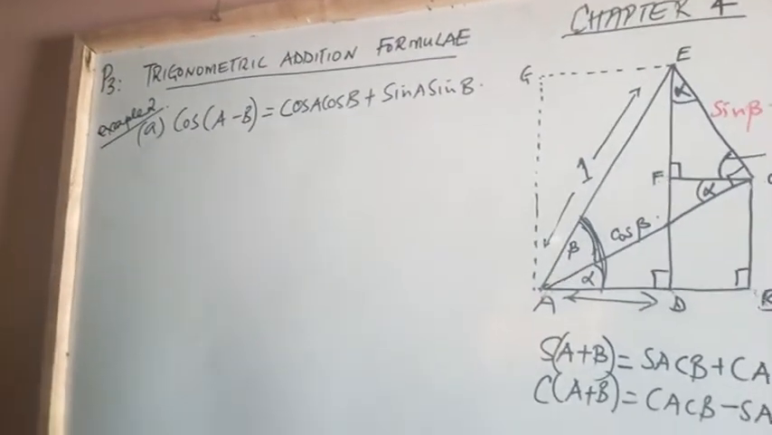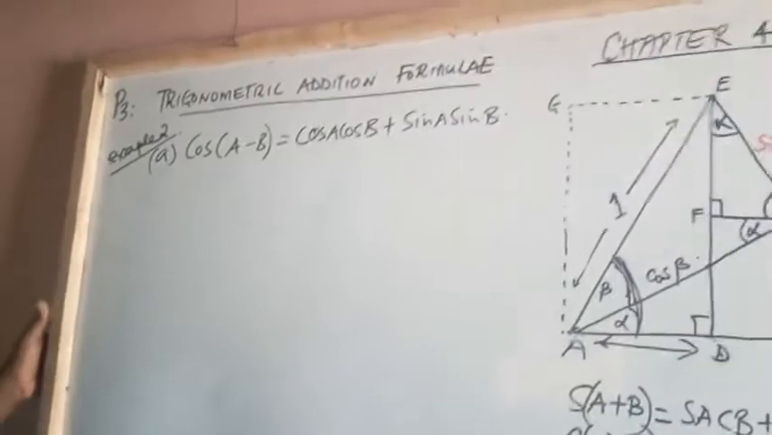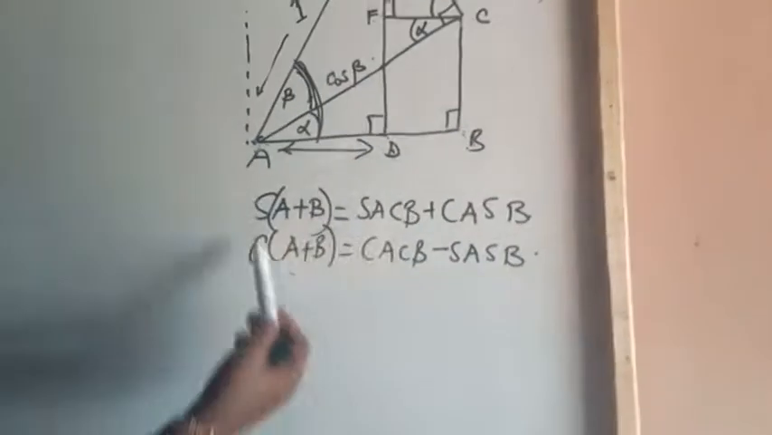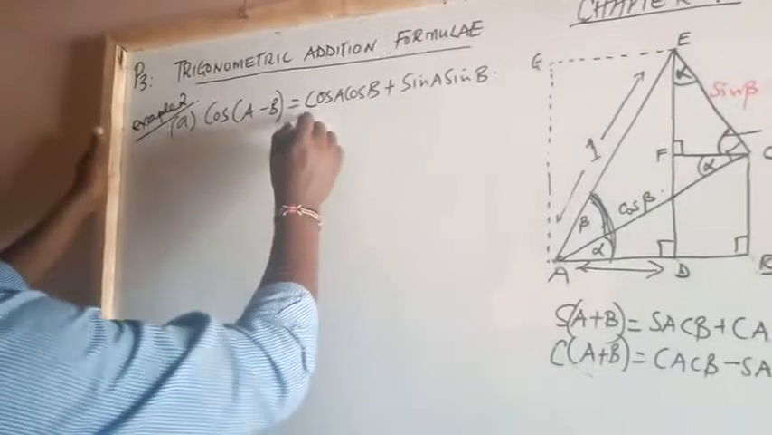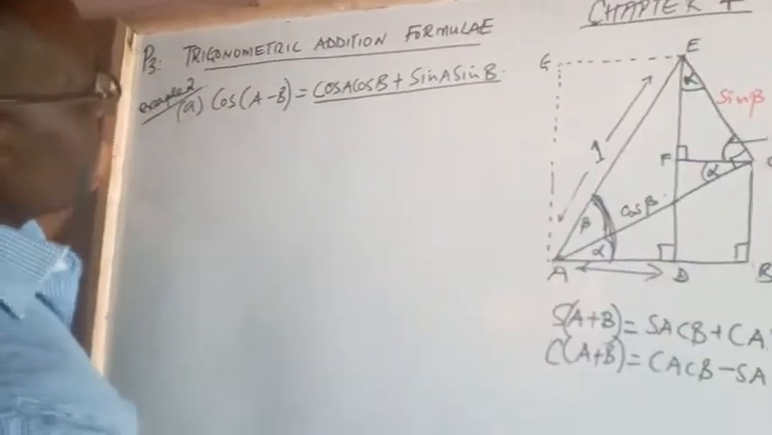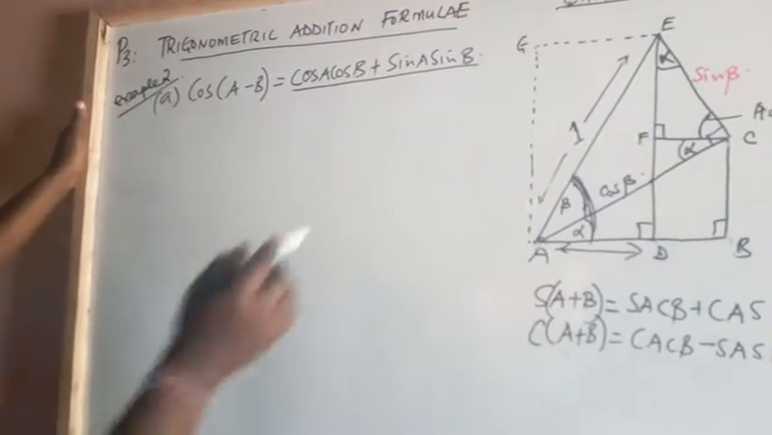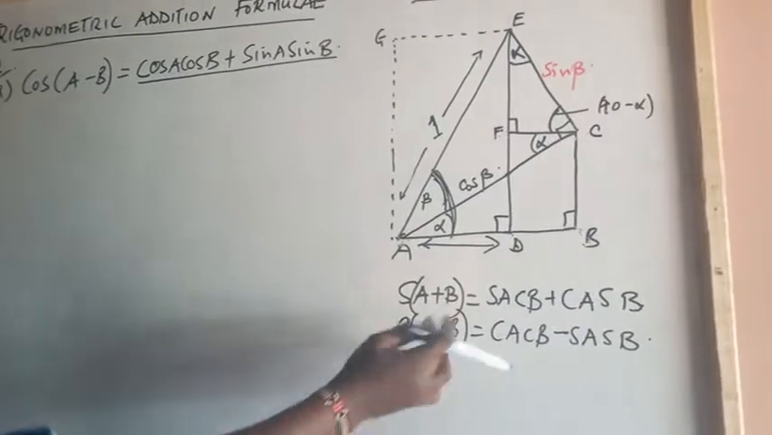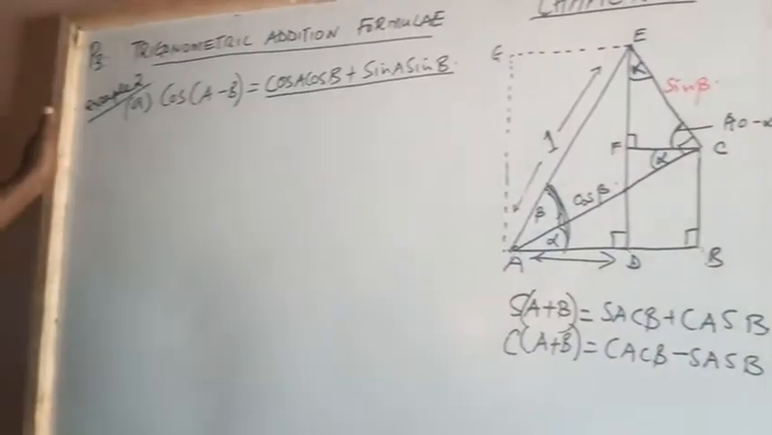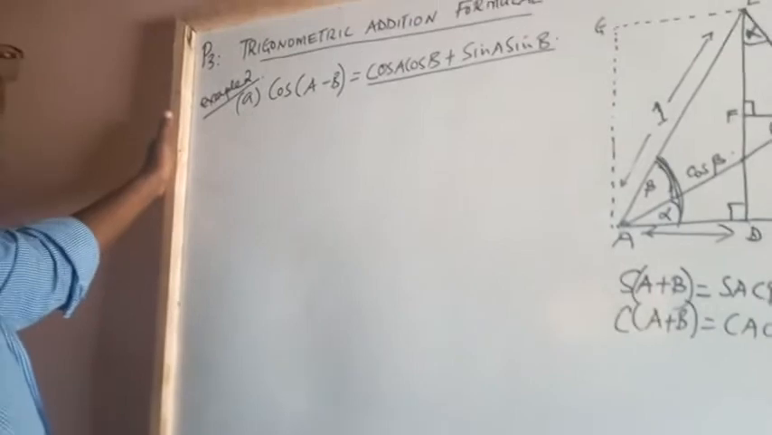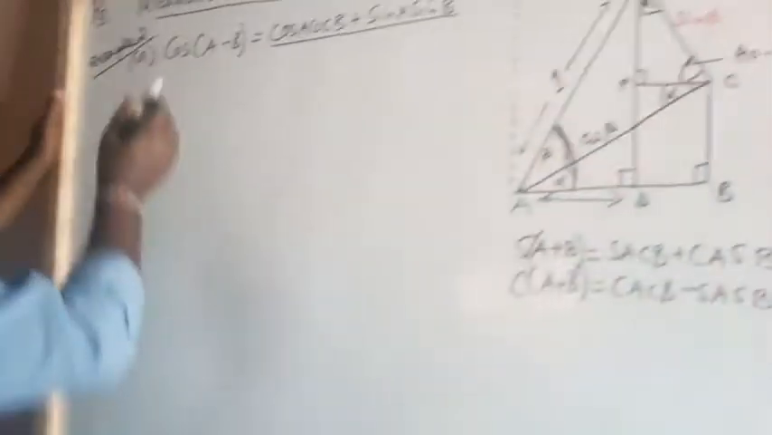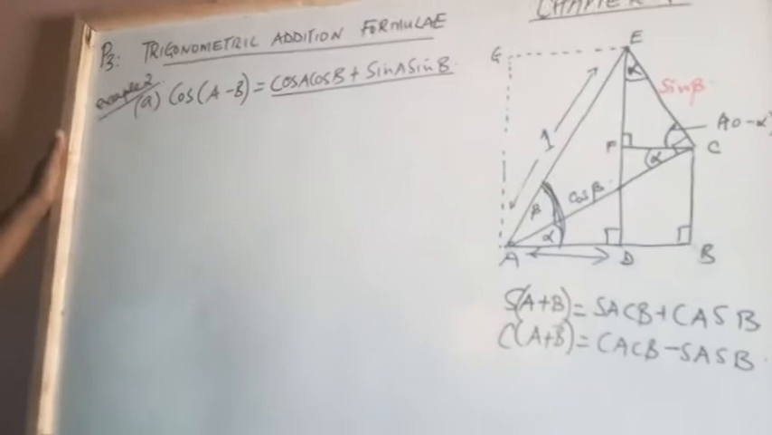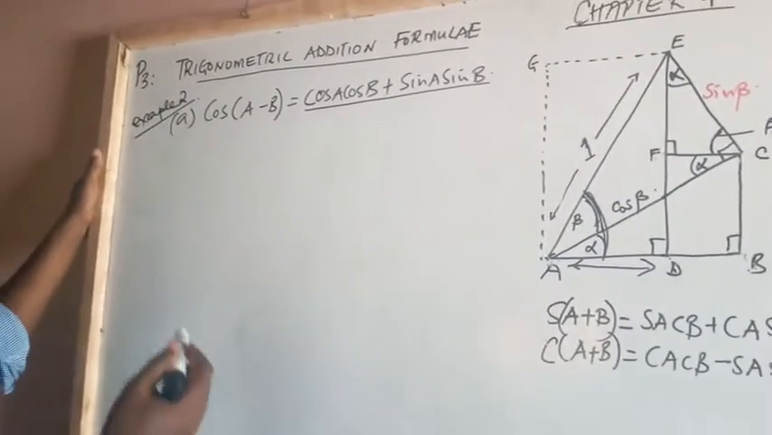Example 2 requires us to use the results of example 1 to show that the cosine of A minus B can be given by cos A cos B plus sin A sin B. These are the results of example 1. I've just brought them on board because we are going to use them in explaining example 2. What do we know about the cosine as a result of example 1?